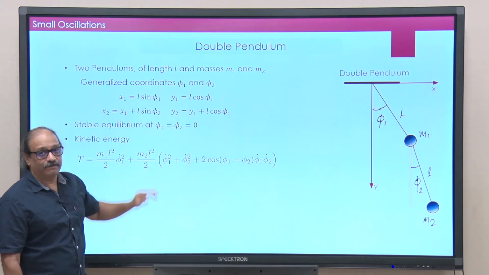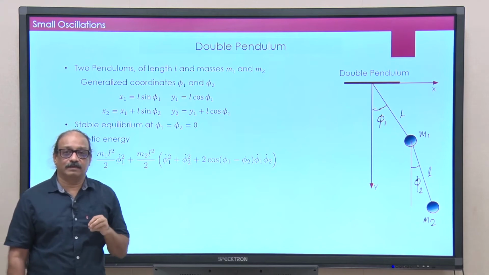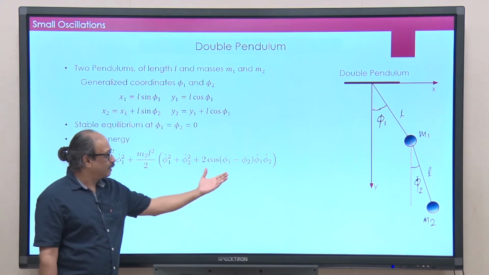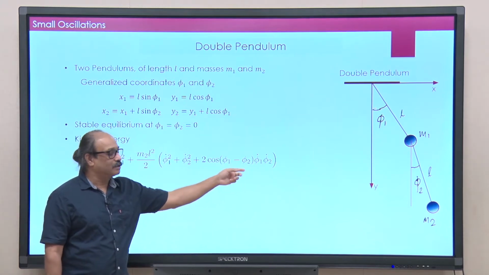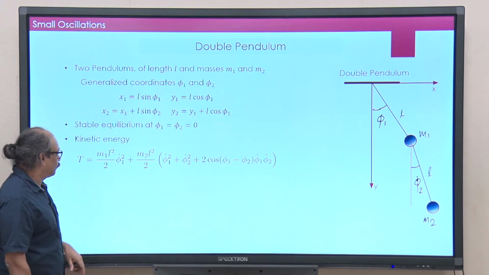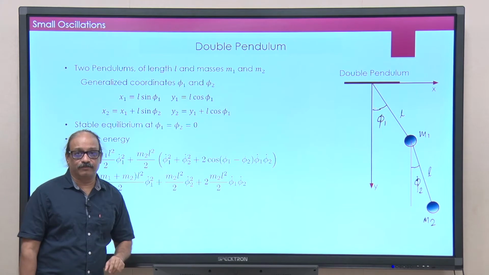So, there is a sin phi 1 sin phi 2, and then there is a cos phi 1 cos phi 2, and when you put it together you get basically this cos of phi 1 minus phi 2 term. Okay. And rearrange this, if I rearrange this and then use the equilibrium values.